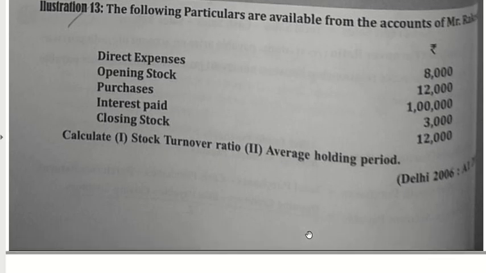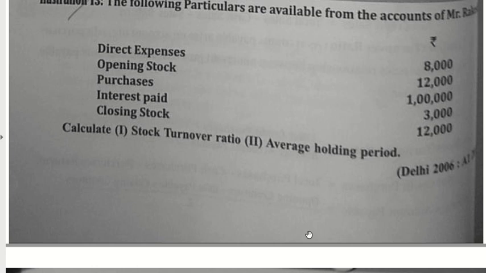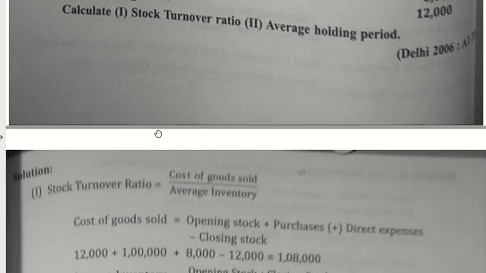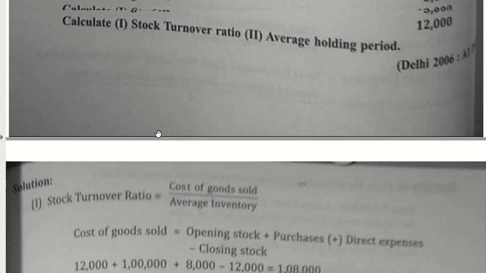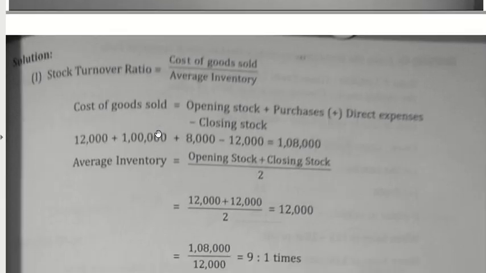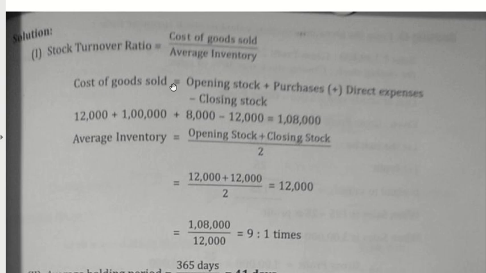So next question is, the following particulars are available from the accounts. They have given direct expenses, opening stock, purchases, interest paid and closing stock. You are supposed to calculate stock turnover ratio and average holding period. So your stock turnover ratio formula is what? Cost of goods sold divided by average stock.